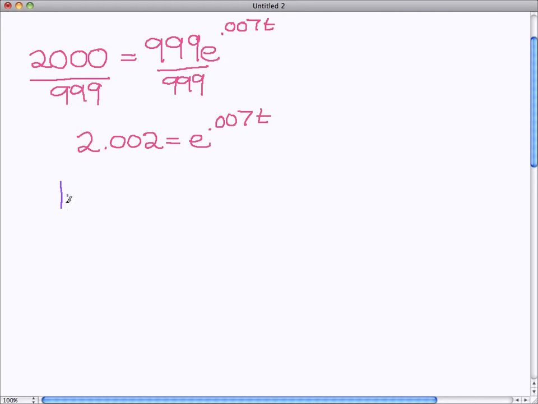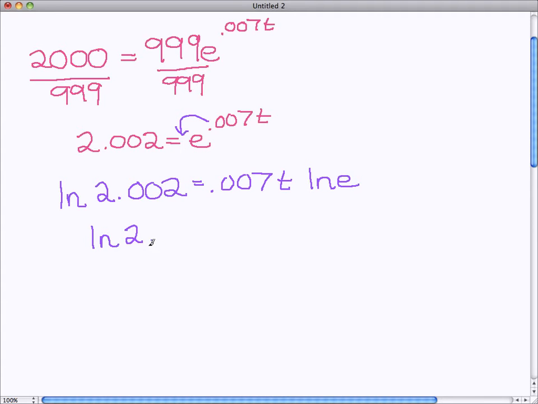In order to get that exponent out of there, we're going to take the natural log of both sides. And that allows us to bring the exponent from the exponent down in front of the natural log of e. Now you'll remember the natural log of e is actually 1. So what we're really dealing with is ln of 2.002 equals 0.007t. So in order to get t alone, I'm going to divide by 0.007.